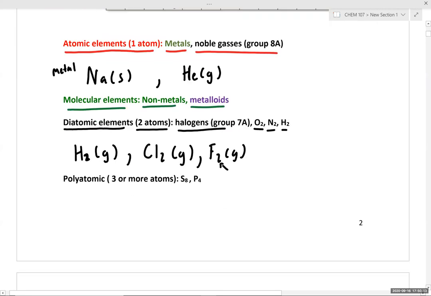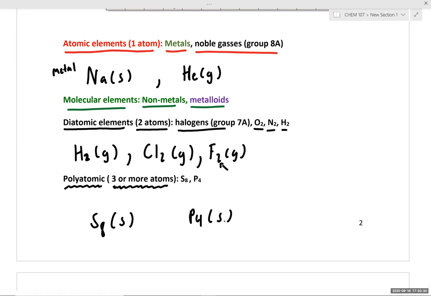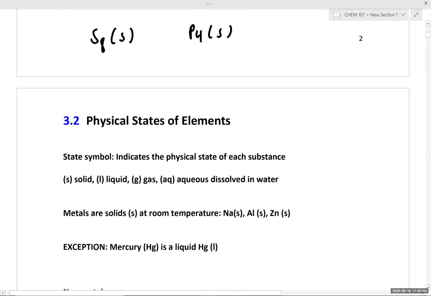The last subclass of molecular elements are polyatomic elements that have 3 or more atoms. So for example, sulfur exists as S8, while phosphorus exists as P4. Those are the only 2 polyatomic elements that I'm expecting you to memorize. Any questions on the common formulas of elements? If not, let's look at the physical states.